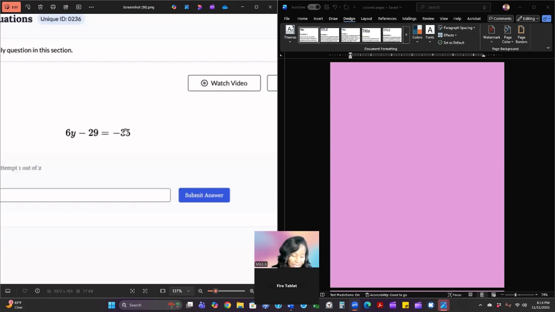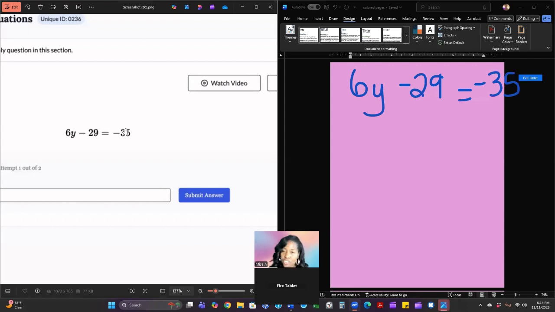As always, I'm going to rewrite this problem on my little scratch paper. And remember, we are just trying to solve for the value of this variable of y. You always want to think about equations having a left side and a right side. The left side of the equal sign is the 6y minus 29. And then we have the right side of the equation, negative 35.